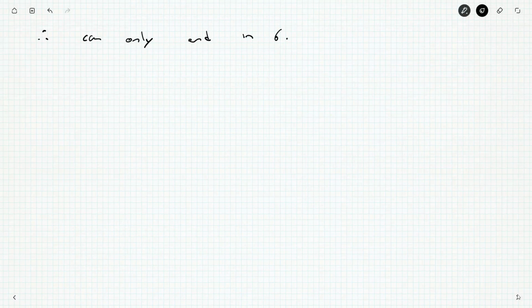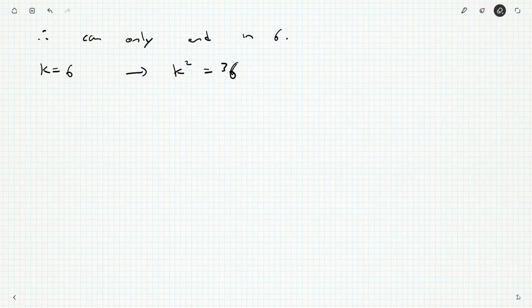Okay, and can this work? Well, yeah, actually it can. K equals 6. K squared is 36. So 6 is an Anderson number. And that's going to be the only single-digit one.